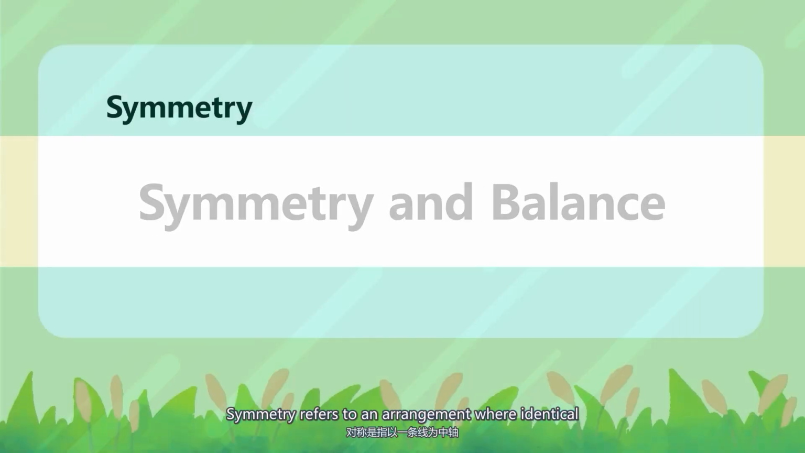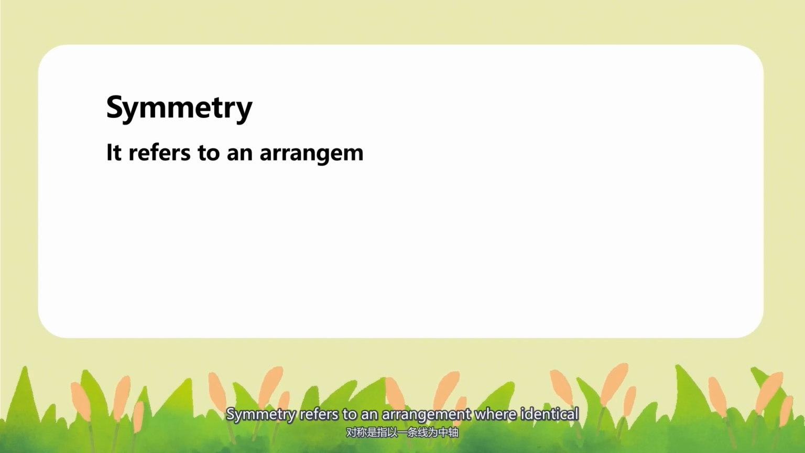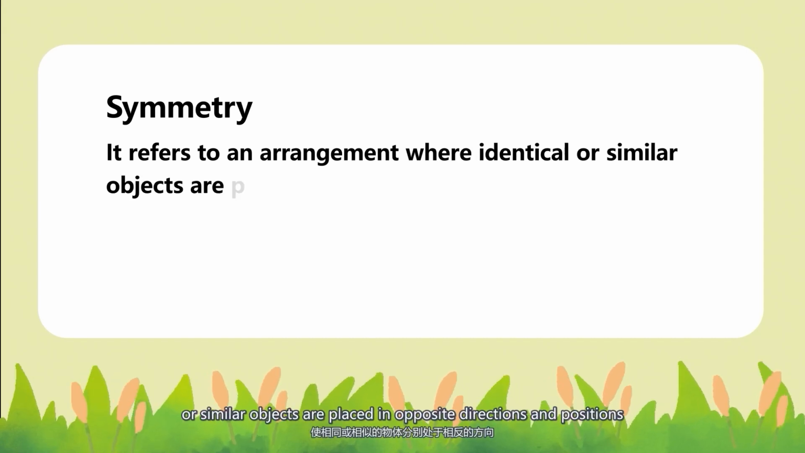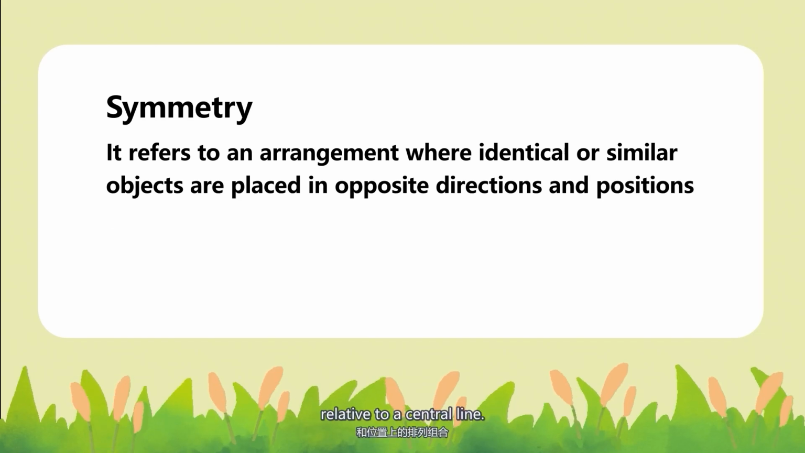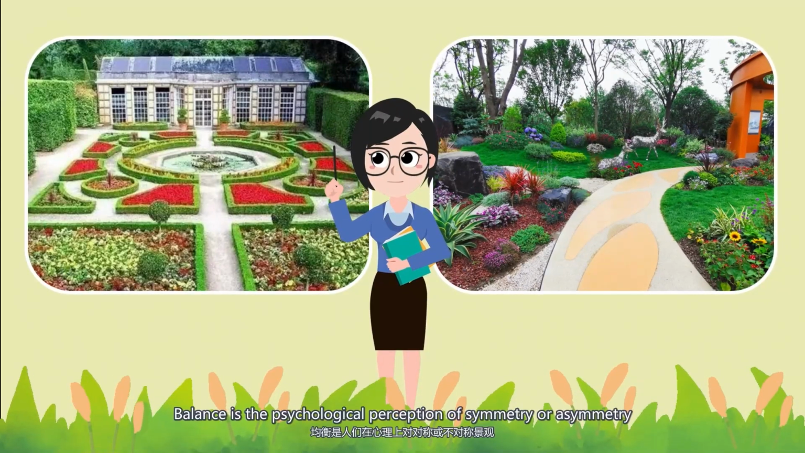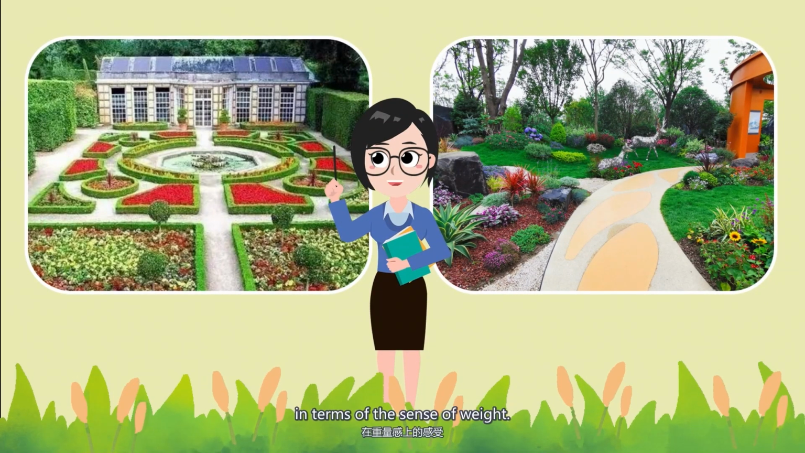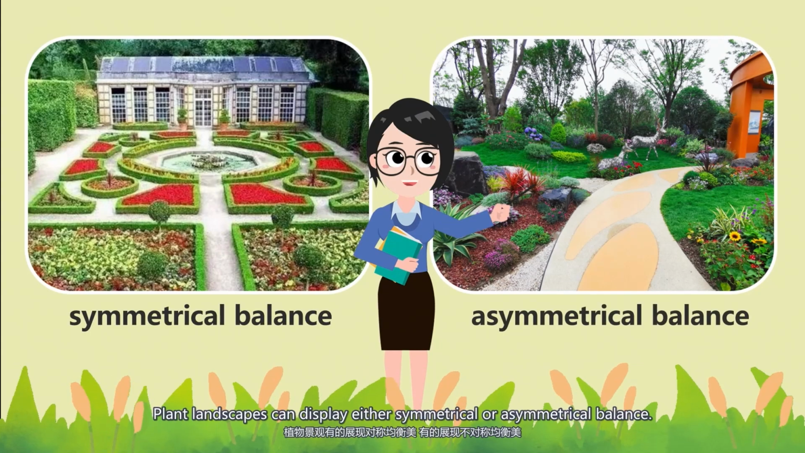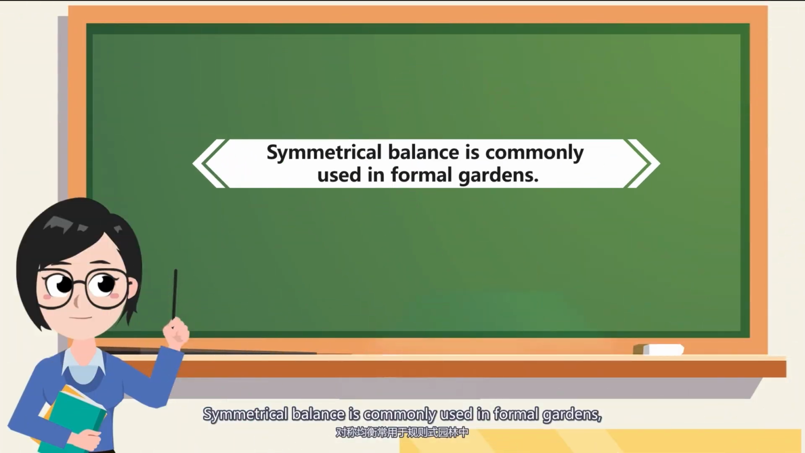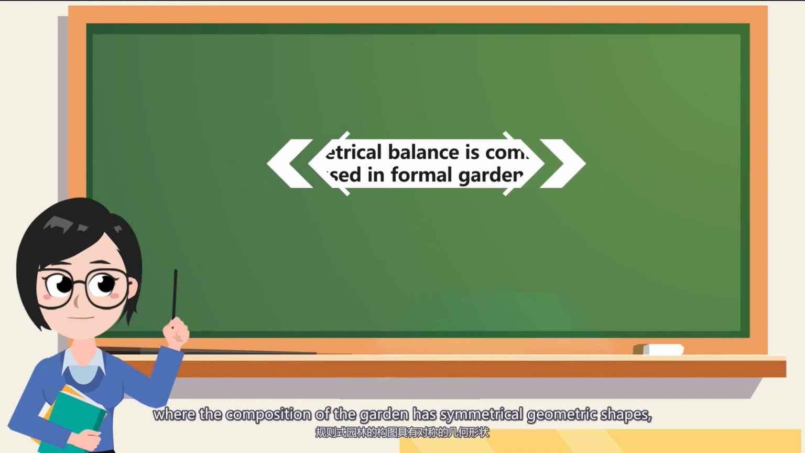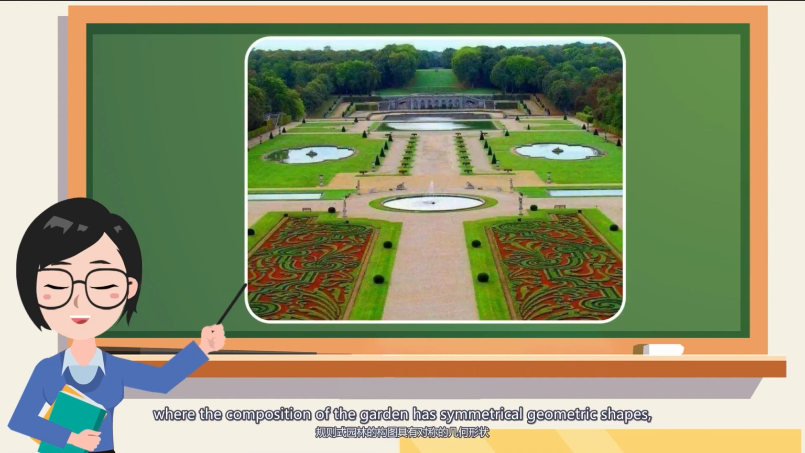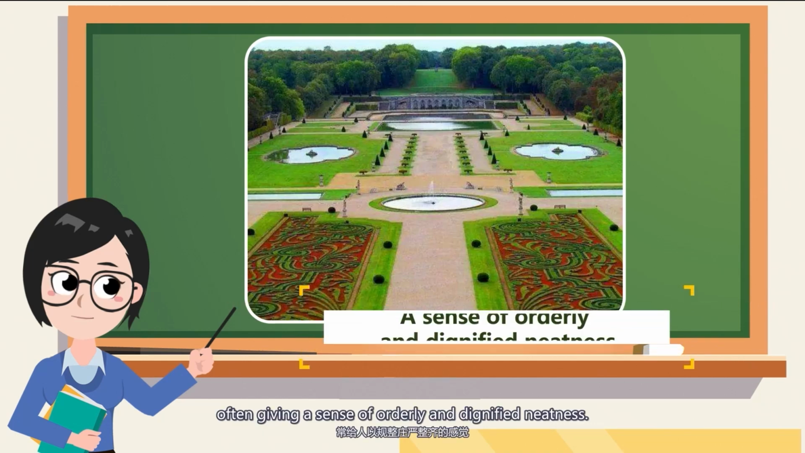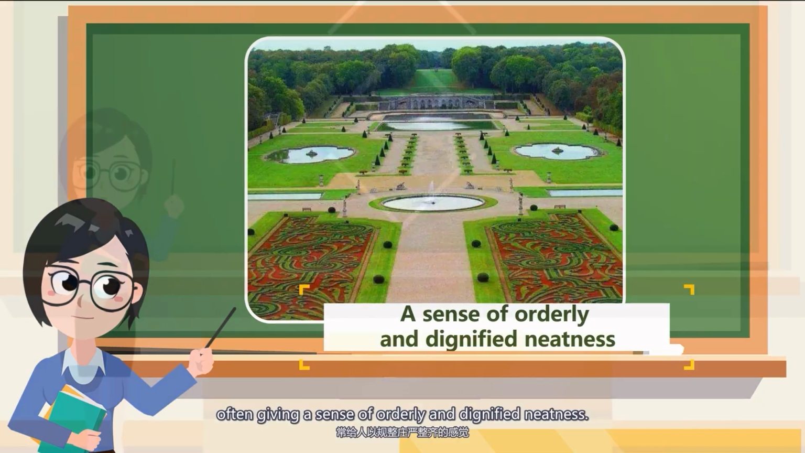The fourth principle, symmetry and balance. Symmetry refers to an arrangement where identical or similar objects are placed in opposite directions and positions relative to a central line. Balance is the psychological perception of symmetry or asymmetry. In terms of the sense of weight, plant landscapes can display either symmetrical or asymmetrical balance. Symmetrical balance is commonly used in formal gardens, where the composition of the garden has symmetrical geometric shapes, often giving a sense of orderly and dignified neatness.